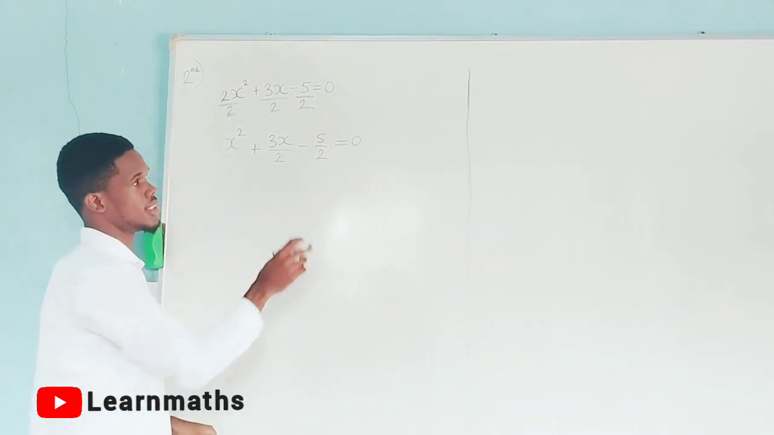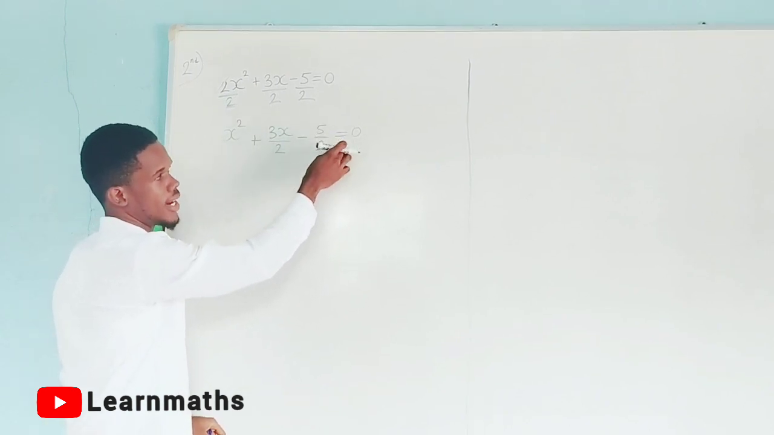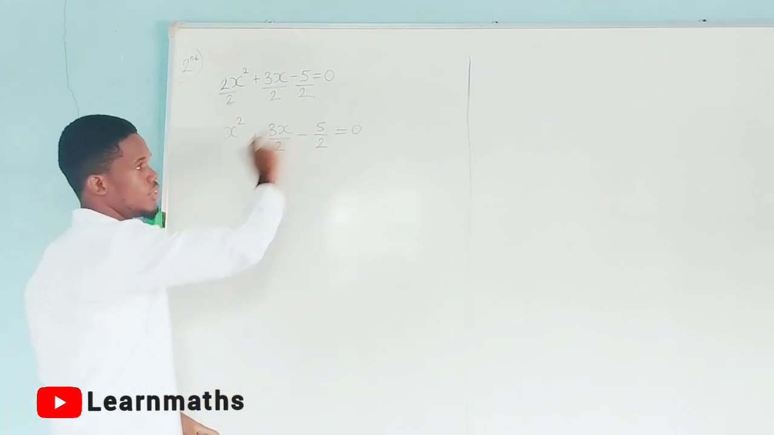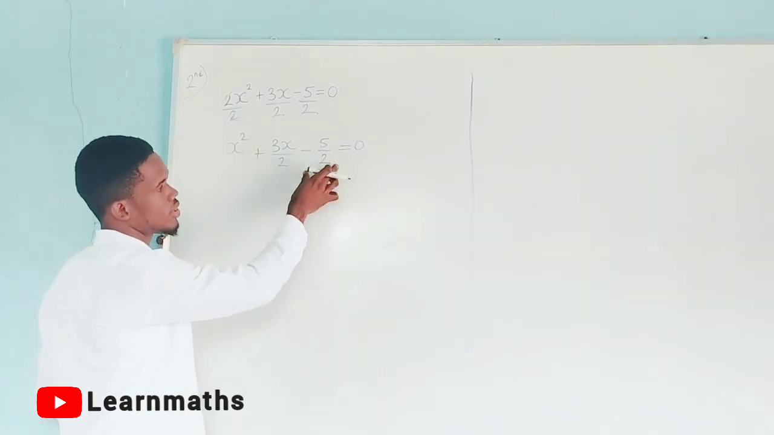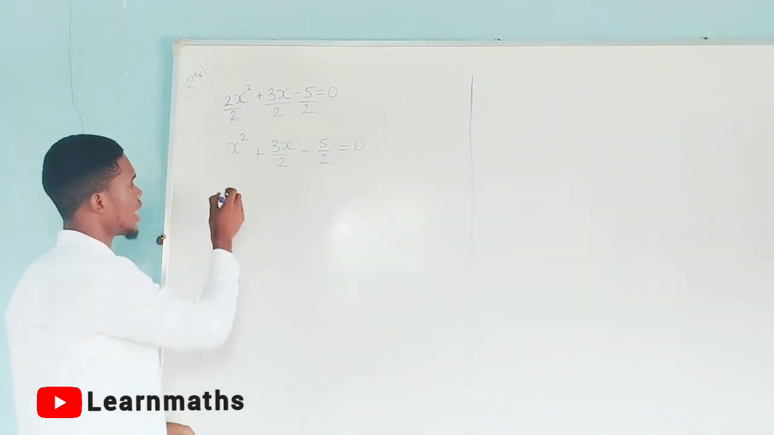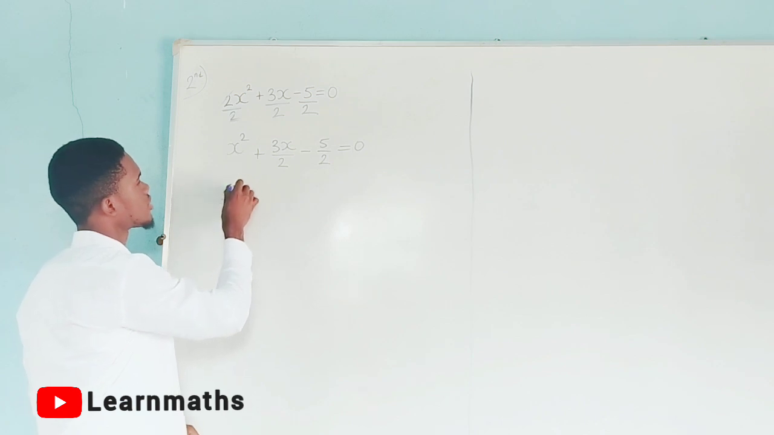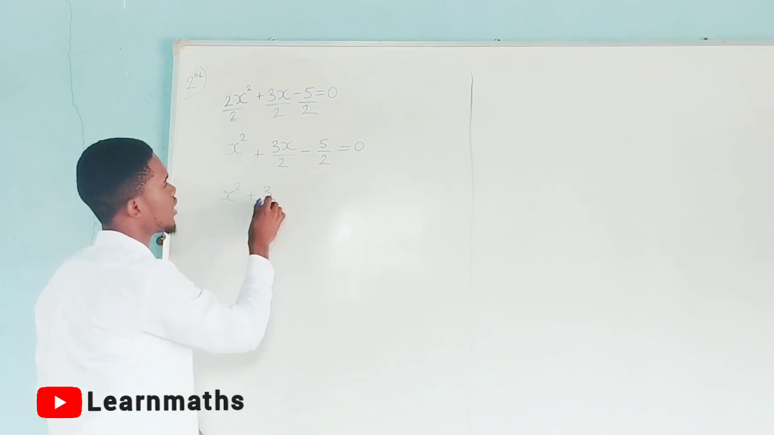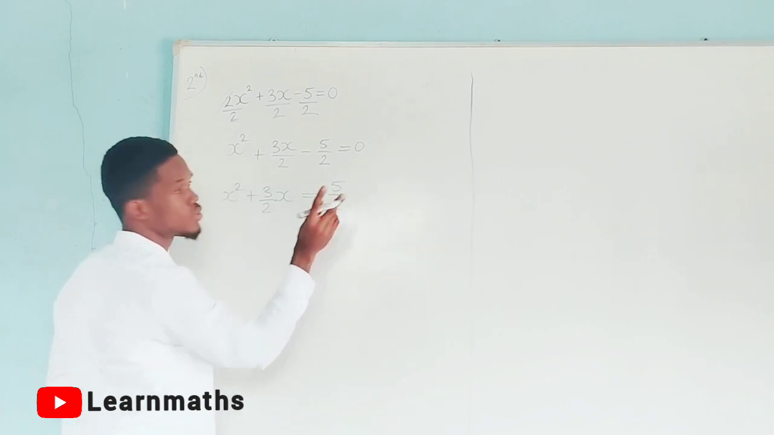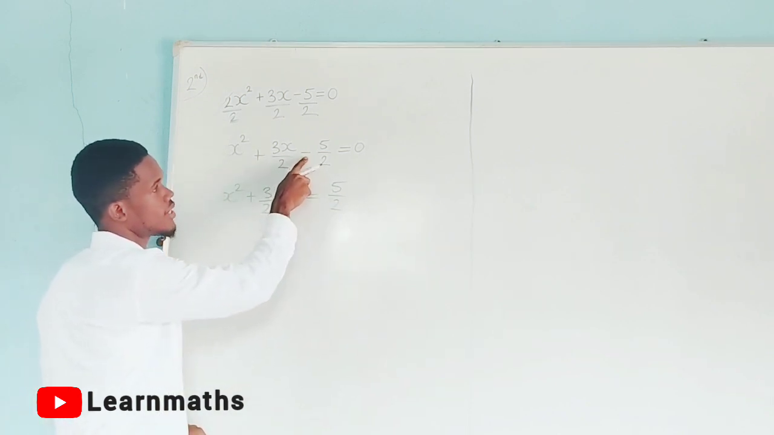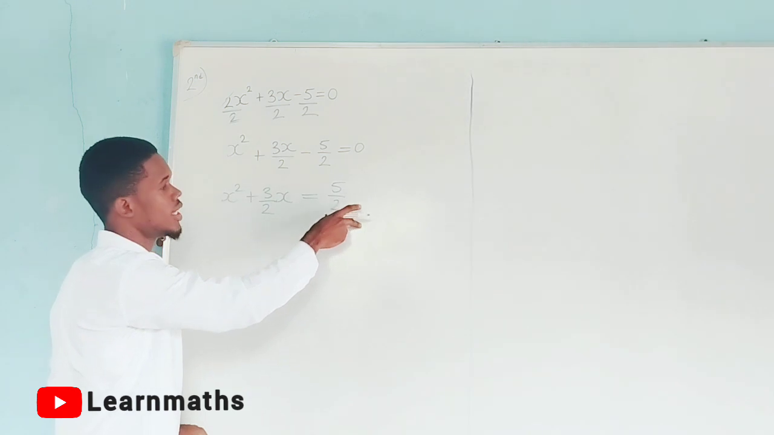You know what the constant is? The term without the variable, the term without x. You move it over, send it over the other side. So the next step, sending this constant over the equal to sign, we're going to have x squared plus 3 over 2x equal to 5 over 2.